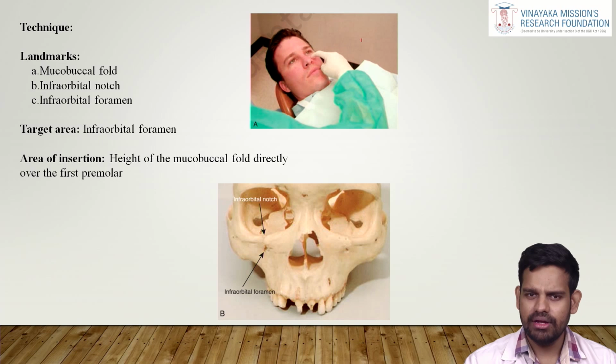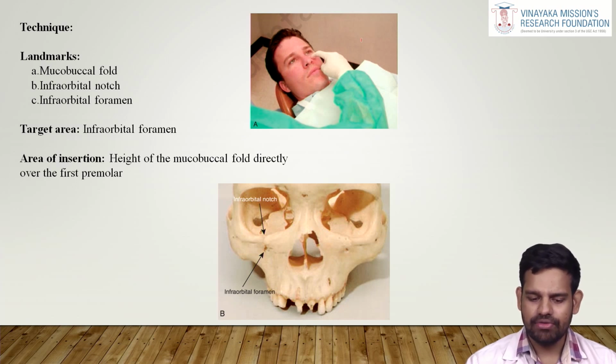Just below the inferior orbital rim, there is a depression which forms the infraorbital notch. Just below the infraorbital notch lies the infraorbital foramen through which the infraorbital nerve comes out. The target area here is the infraorbital foramen, as I said before, through which the infraorbital nerve comes out.